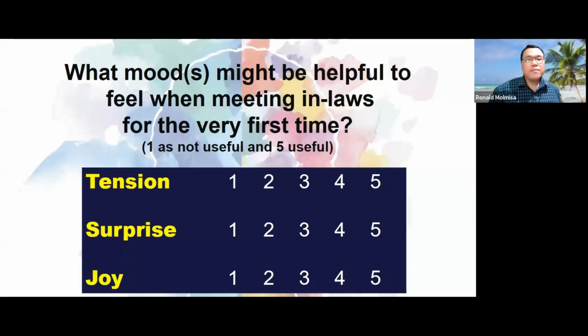Example, what mood might be helpful to feel when meeting in-laws for the first time? 1 as not useful and 5 as useful. Kunyari, tension. Useful ba yan o hindi? 1 to 5.